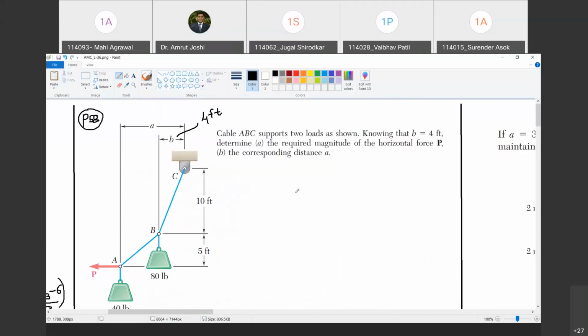Yes, sir. This is given. So what is the first step? First step is standard. We draw the free body diagram of the entire cable. Do you agree with me? Yes, sir. So let me draw that free body diagram here itself.